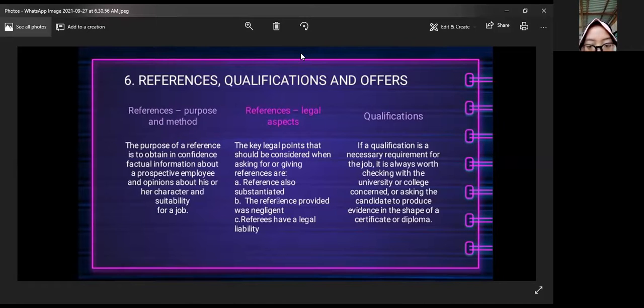And the last is qualifications. If a qualification is a necessary requirement for the job, it is always worth checking with the university or college concerned, or asking the candidates to produce evidence in the shape of a certificate or diploma. Next slide.